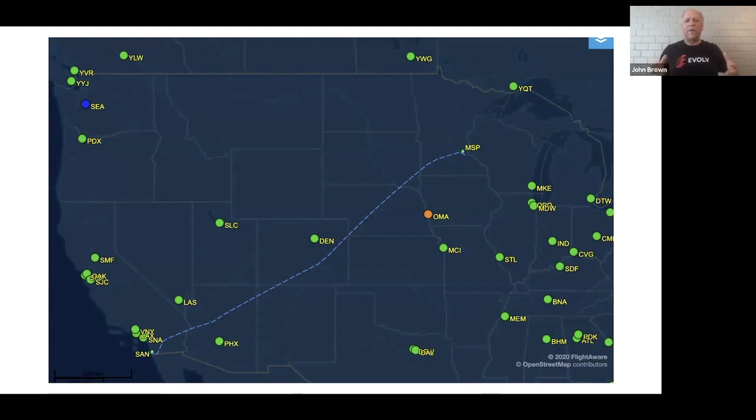Now, in between times, there's a few things you do. You check in with air traffic control as you go past the other airports that you can see there. Like, they're not too far from Las Vegas and Phoenix. They're very close to Denver.